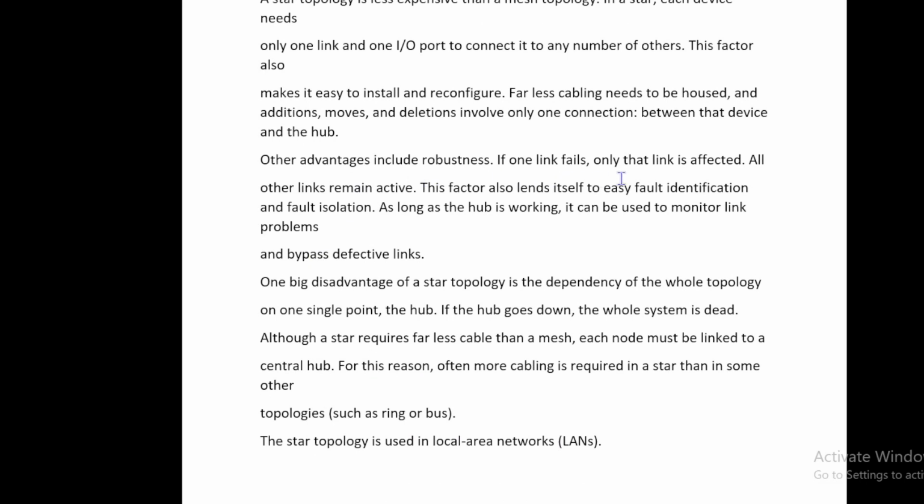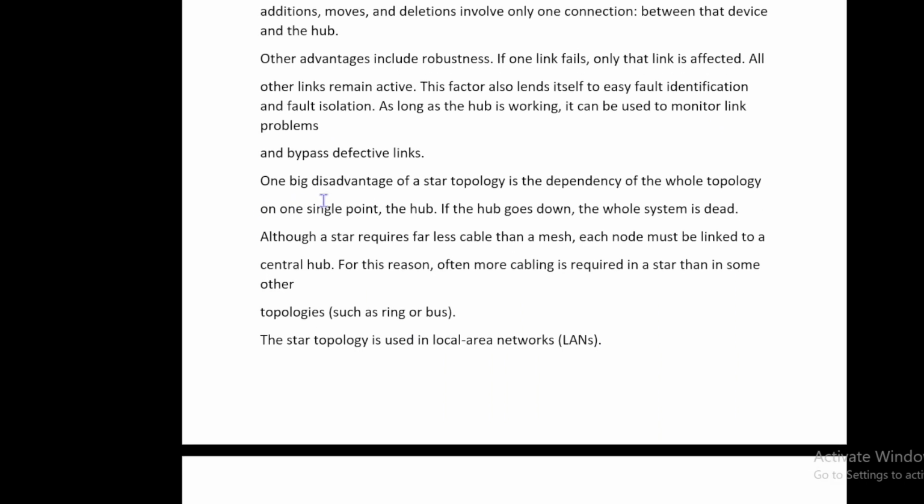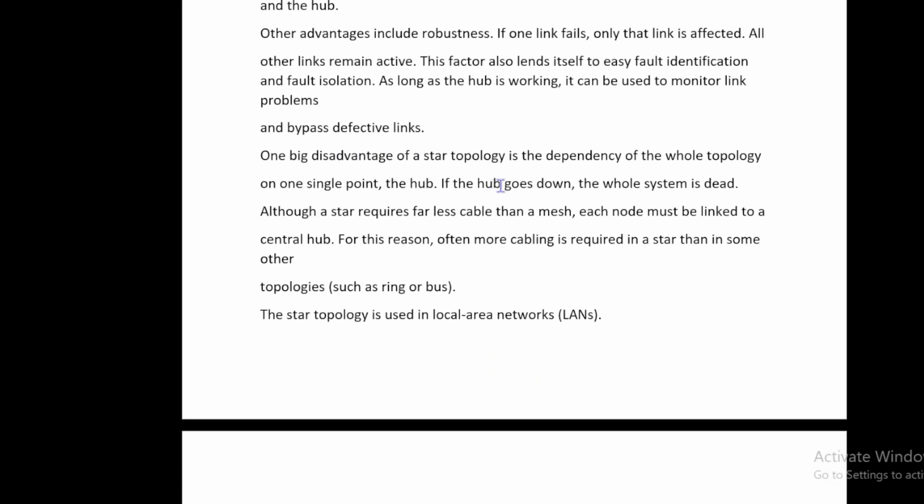If one link fails, only that link is affected. All other links remain active. This factor also lends itself to easy fault identification and fault isolation. As long as the hub is working, it can be used to monitor link problems and bypass defective links. One big disadvantage of a star topology is the dependency of the whole topology on one single point, the hub. If the hub goes down, the whole system is dead.